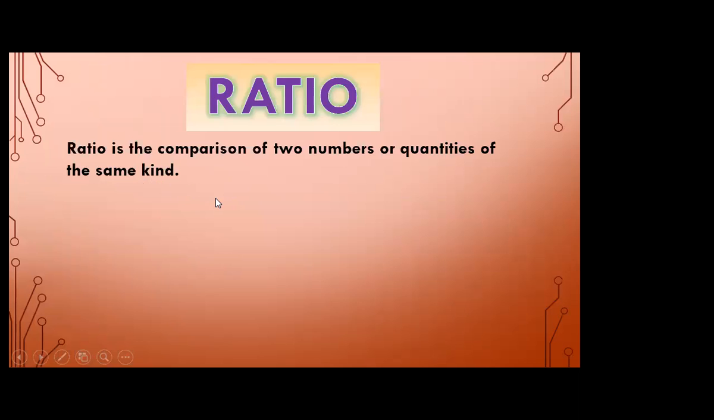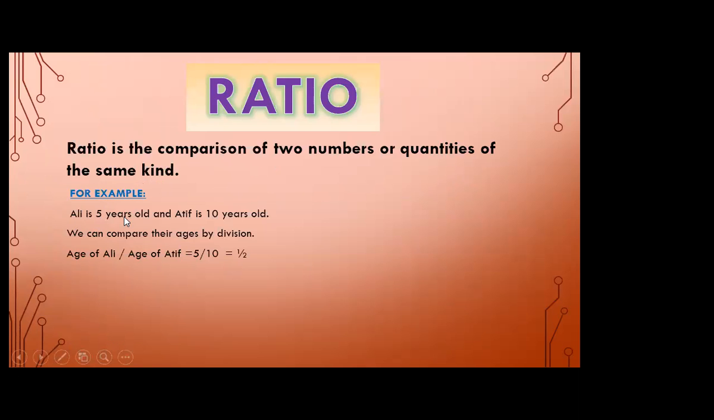Students, ratio is a comparison of two numbers or quantities of same kind. Okay? It is a comparison of two numbers or quantities of the same kind. For example, if Ali is 5 years old and Atif is 10 years old, there are two ways to compare their ages. We can compare their ages by difference.